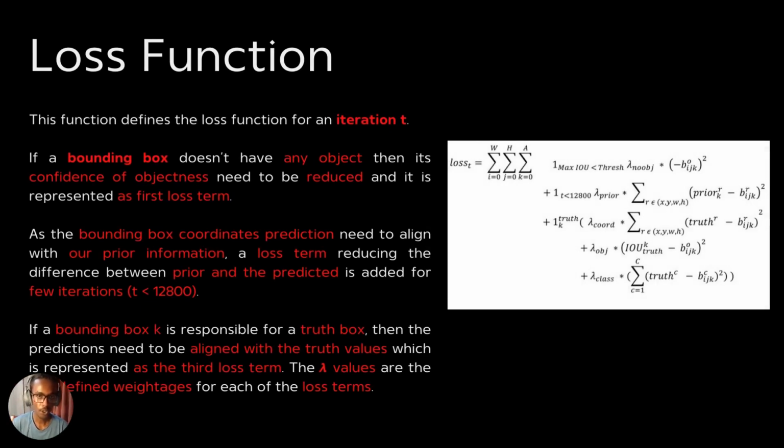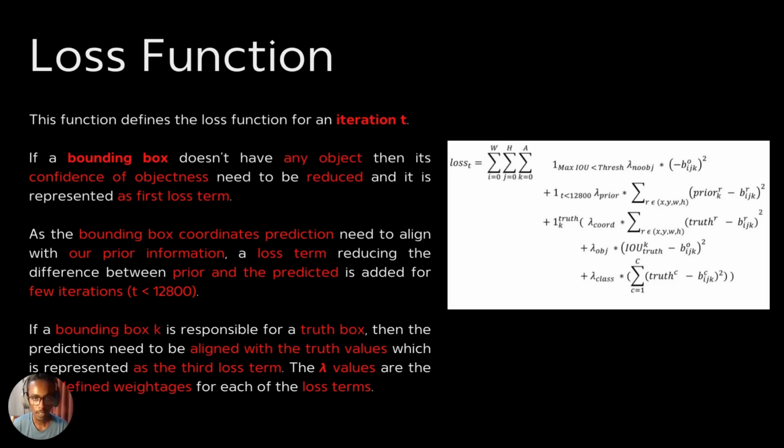Finally, let's talk about the loss function for YOLO v2. The loss function of YOLO v2 is actually more complicated than the loss function for YOLO v1, but let's try to break it down and understand the different components. This function defines the loss function for an iteration t. So for every iteration, we're going to consider the loss function. If a bounding box doesn't have any object, then its confidence of objectness needs to be reduced, and it is represented as the first loss term.